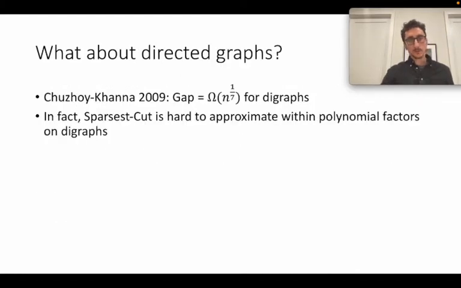All right, now all this is great for undirected graphs. What about directed graphs? It turns out that for directed graphs, the situation is very different. It has been shown by Chuzhoy and Khanna that the gap is at least polynomial in the general case by an ingenious construction. In fact, the result also shows that the problem is hard to approximate within polynomial factors. So in general directed graphs, the problem is in a sense hopeless.